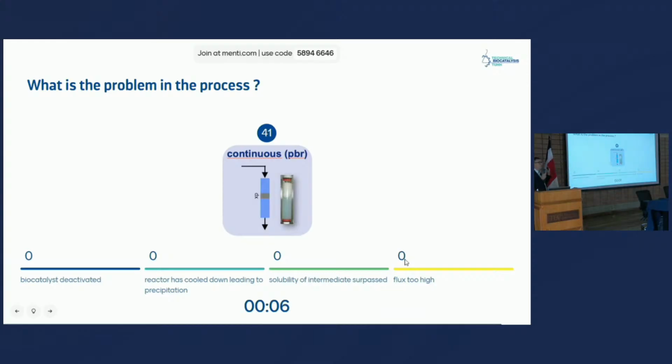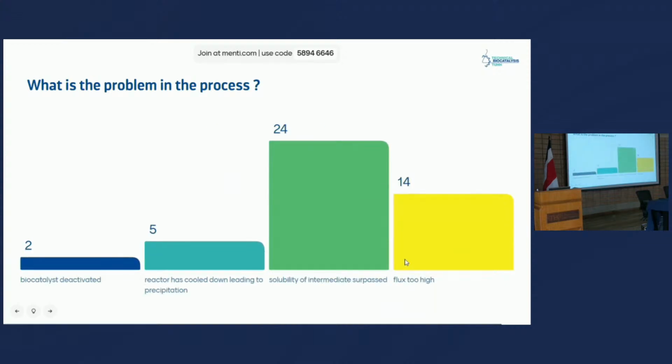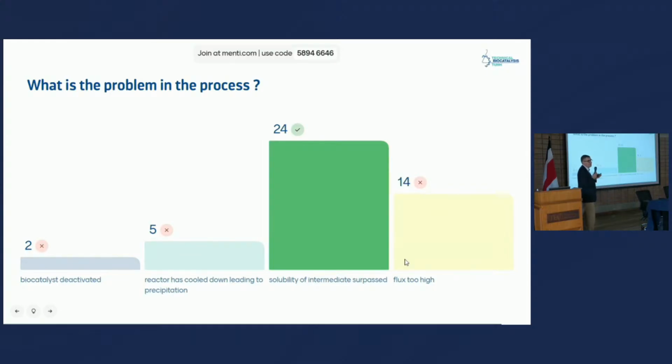And you could see the solution, the answer already on the transparency before I discussed it with you. Yeah, perfect. The majority has the right answer. The solubility of the intermediate was surpassed. We'll see in a moment. Flux could not be too high. Why should it be blocking there then, or precipitating? Reactor has cooled down? Then there needs to be an exothermic or endothermic reaction. Endothermic reaction, I didn't tell you anything about this. And biocatalyst deactivated, I should have told you.